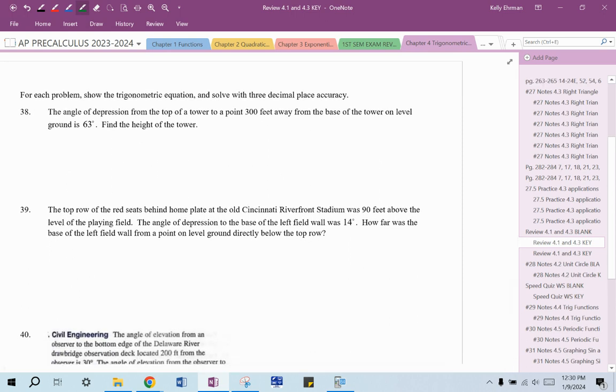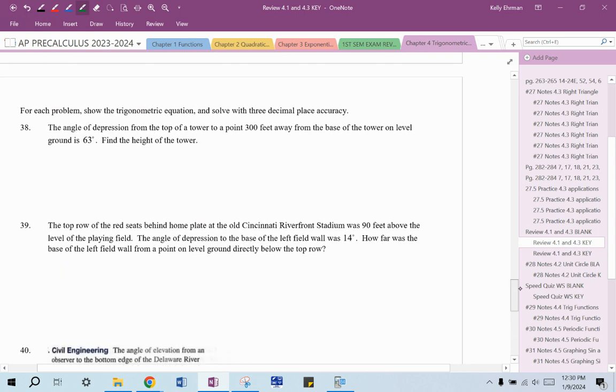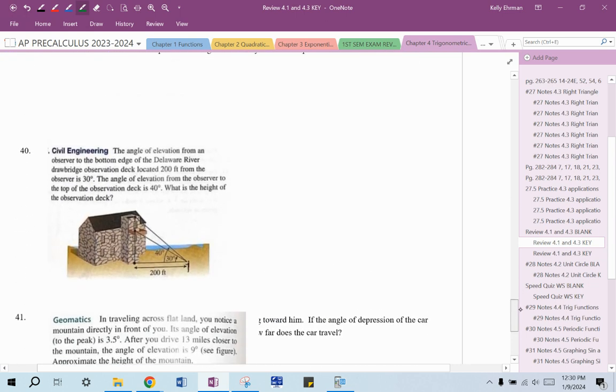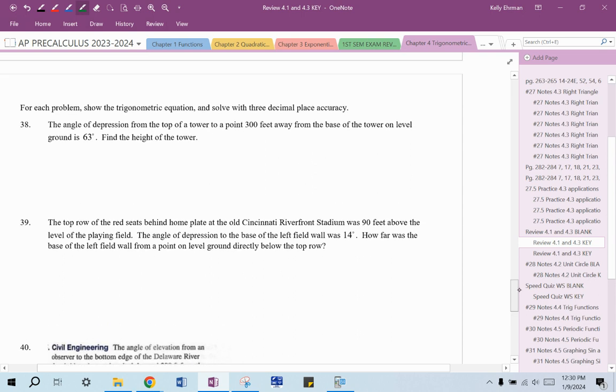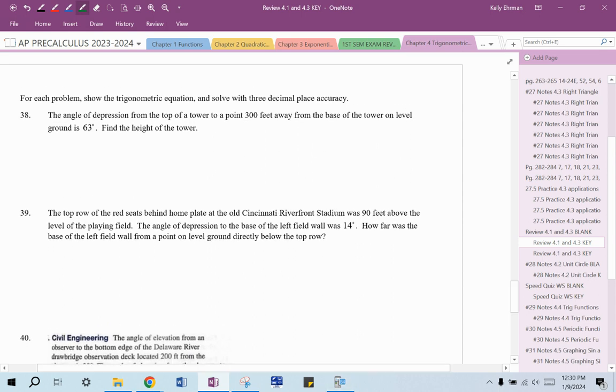Okay, now these problems are word problems. So this is like our calculator part. Our calculator part has, I think, 4 right triangle trig problems on it. So 1, 2, 3. So kind of similar to this. Also look at the practice that we did yesterday. So for each problem, show the trig equation, solve with 3 decimal place accuracy. You should draw a picture, but I'm not really grading your picture. I'm checking the trig equation and your answer.